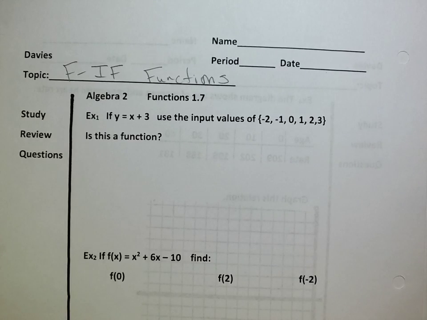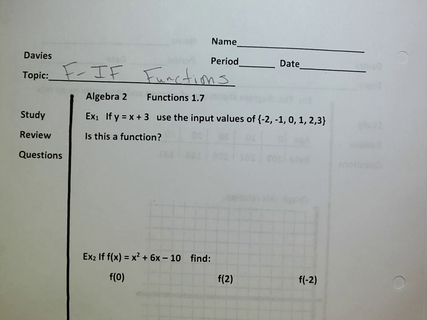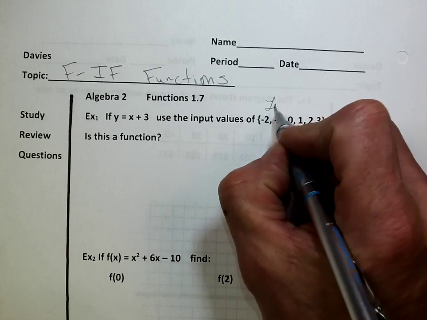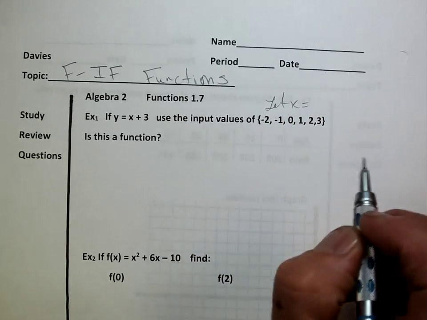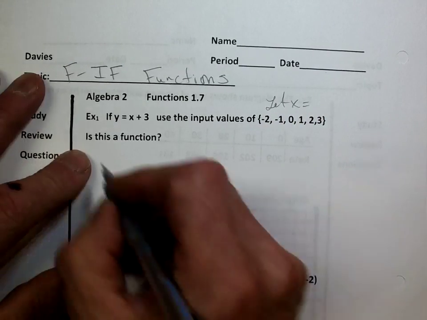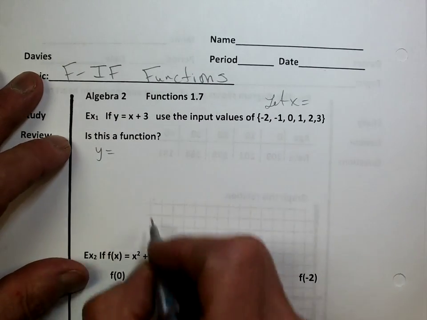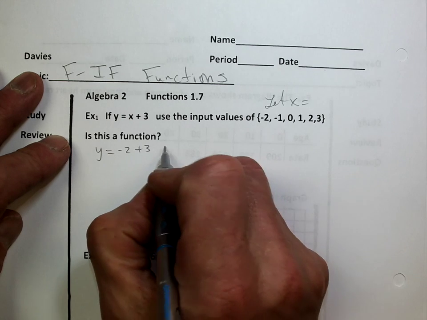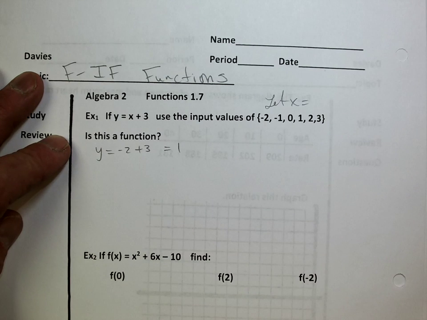So, example 1, y equals x plus 3. So use these input values. Input means let x be these. So let's let x equal these values right here. So really we got y equals negative 2 plus 3, right? Gives me an answer of 1. You okay with that?